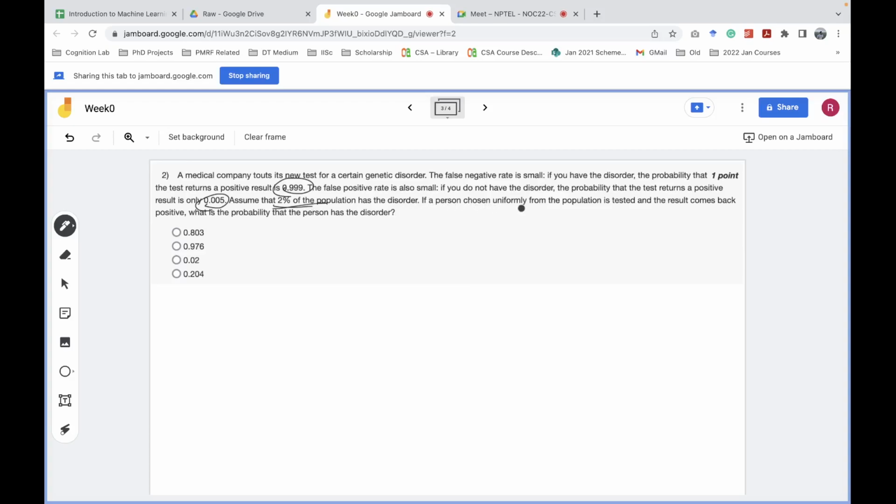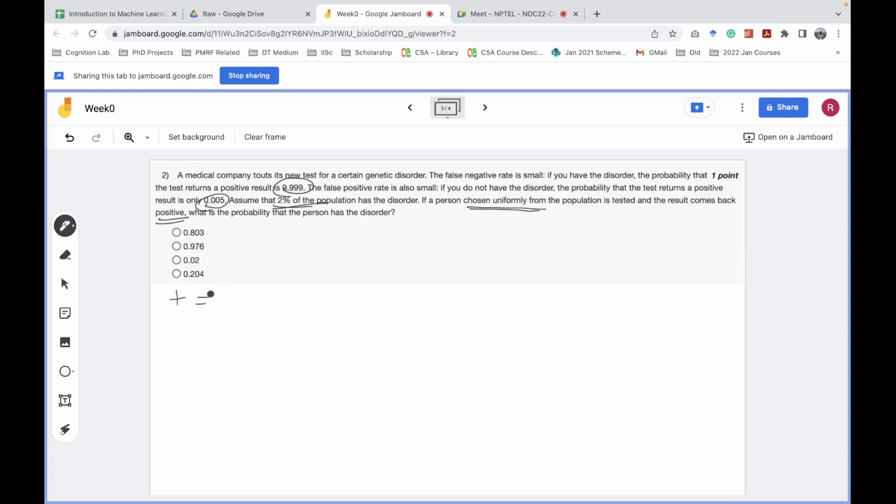If a person is chosen uniformly from the population and tested, and the result comes back positive, so the test result is positive, what is the probability that the person has the disorder? In probability questions, it makes sense first to understand what events you want to define and what sort of probability you want to compute. So let's first define the events.